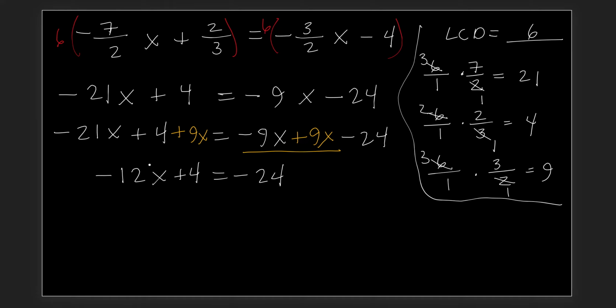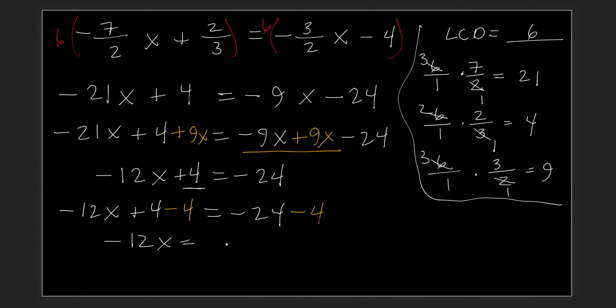Now we're aiming to solve for x, so we need the negative 12 away from x, and we need the 4 away from x. We start with the number farther away from x first. So we have negative 12x plus 4 equals negative 24. And the way I'm going to get the 4 to move from the left side and appear on the right side is by subtracting 4 from both sides. So this way I'll have negative 12x left on that side equals negative 28.